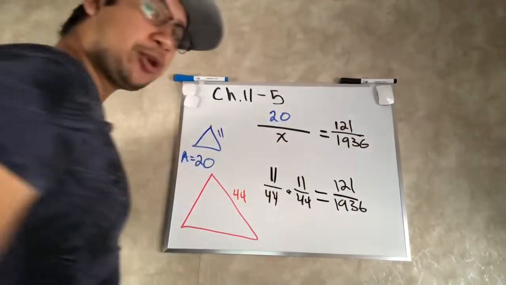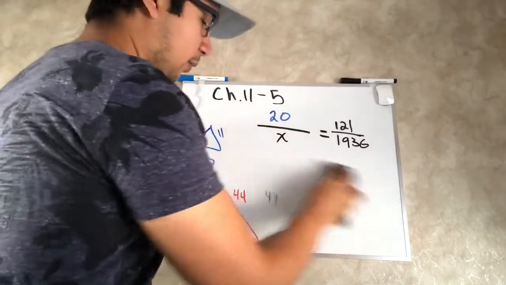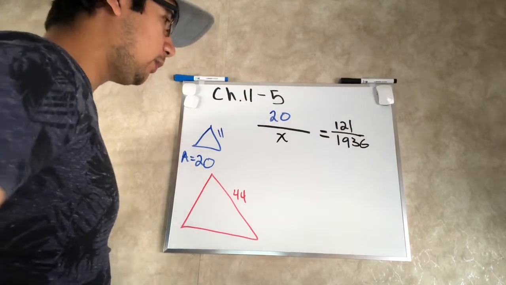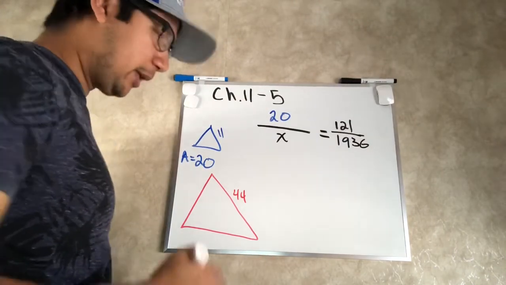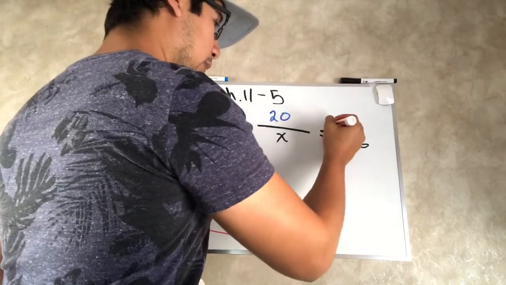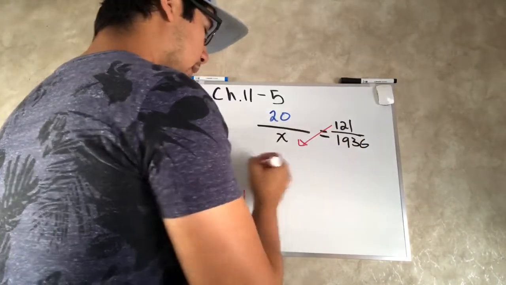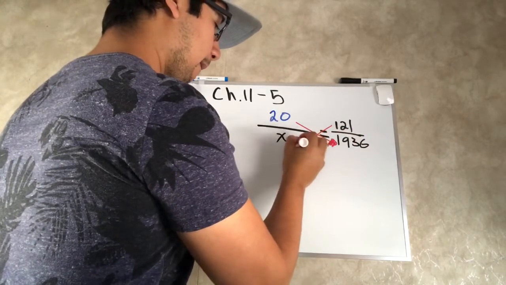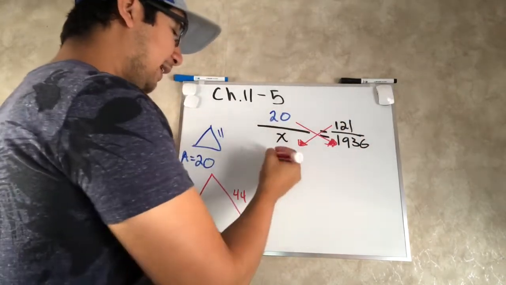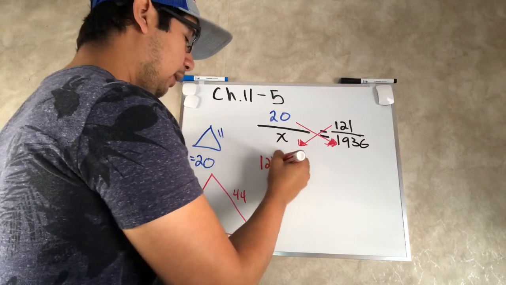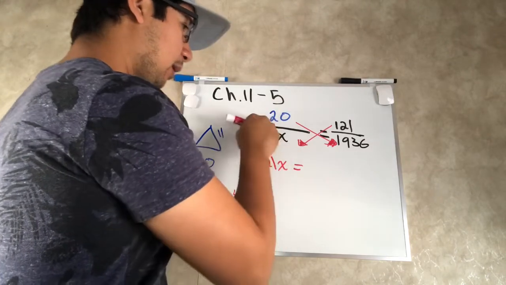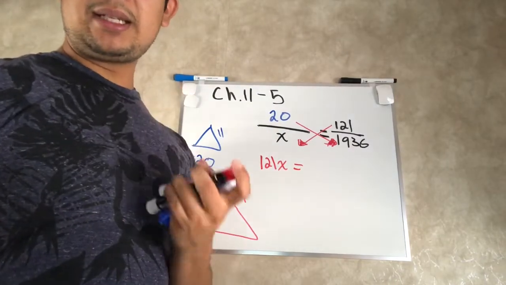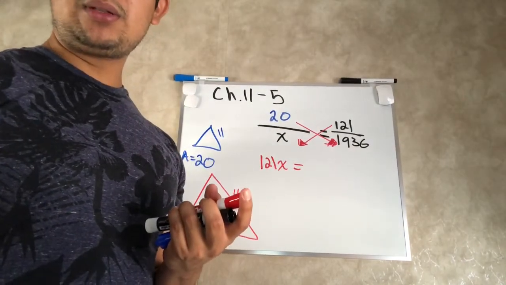Now we've solved proportions before, so this should be just a reminder. The way we do this is we cross multiply. So let's go ahead and cross multiply here. Multiply this way, and then this way. 121 times x is equal to 121x. 20 times 1936. 1936 times 20.